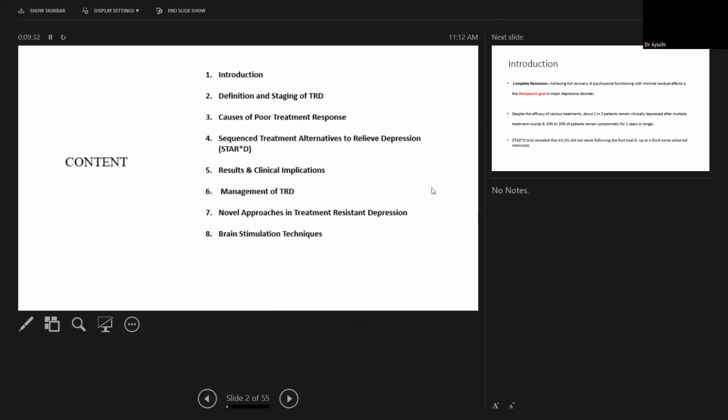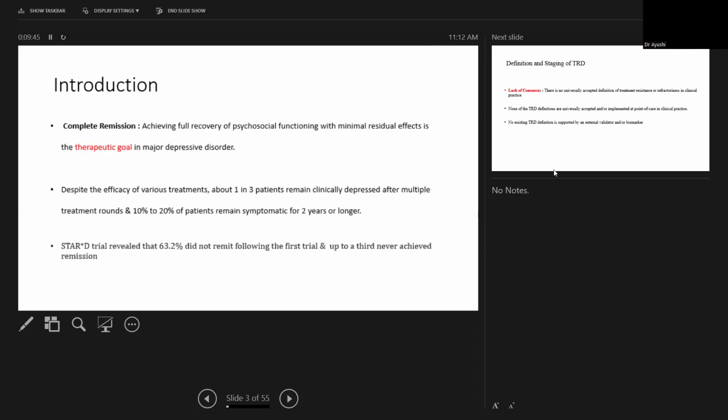So we'll be going through the introduction, definition, and staging of treatment-resistant depression, causes of poor treatment response, study trial, result and implications of study trial, management, and novel approaches and brain stimulation techniques. So first of all, introduction.